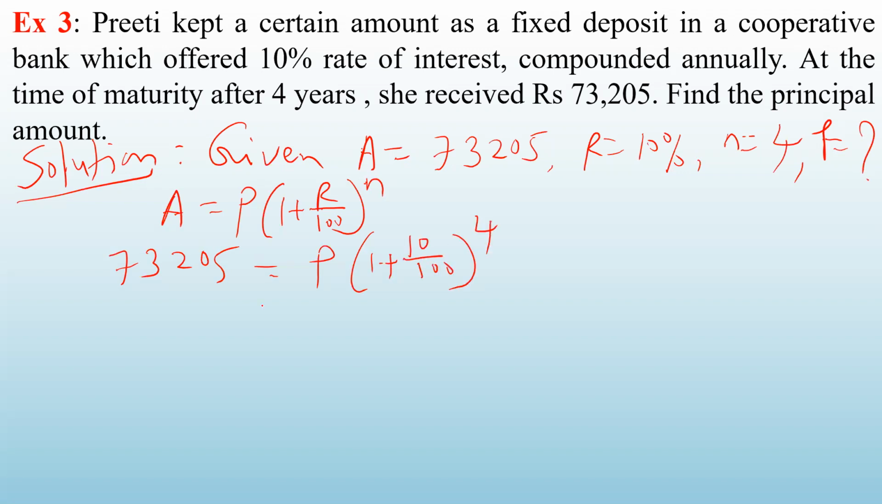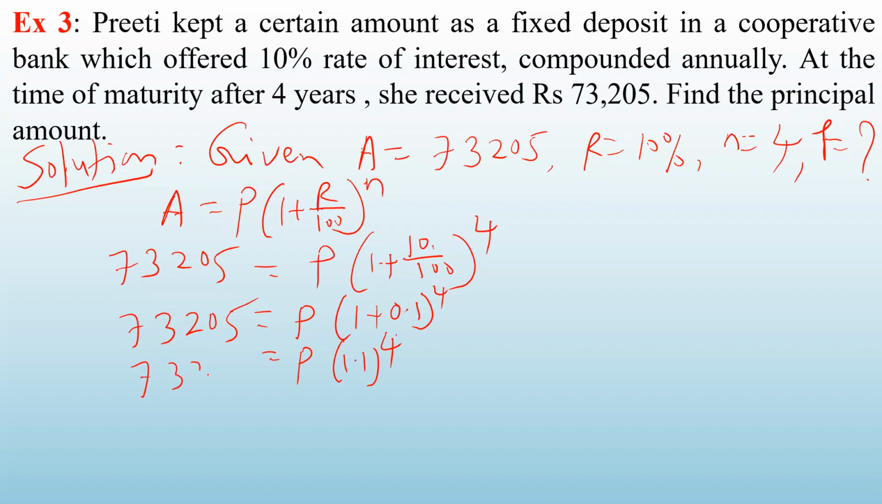So your left hand side is the same, 73,205, and 1 plus 10 upon 100 will give you 1 plus 0.1 raised to power 4. So it will be P into 1.1 raised to power 4, and this is 73,205. If you want, you can find 1.1 raised to power 4 in a similar way as I told you.